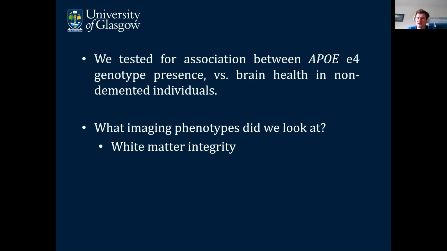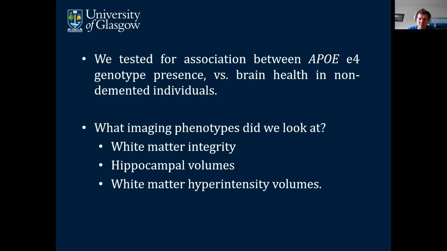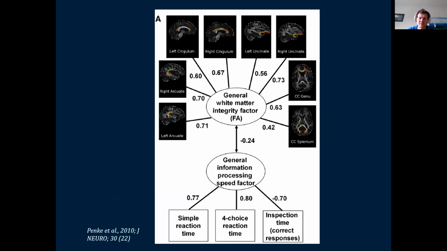You could do what a geneticist might call a PheWAS of ApoE versus brain structural phenotypes, because there are now hundreds of tiny little phenotypes that UK Biobank has derived with regards to brain imaging. But we looked at the heavy hitters. So we looked at white matter tract integrity, hippocampal volumes, white matter hyperintensity volumes, and total grey and white matter.